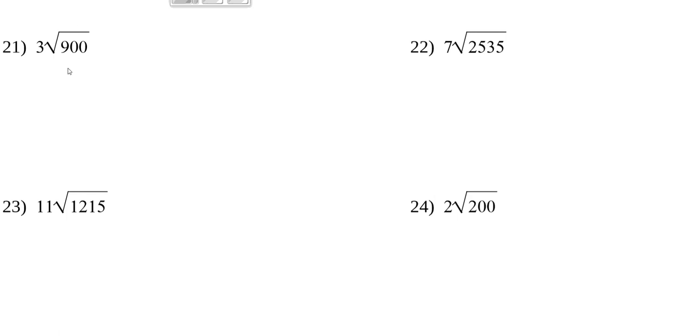I might have misspoke before and said 900. It should be 90. I apologize if I did. So this one is 90. 3 times 30 is 90.